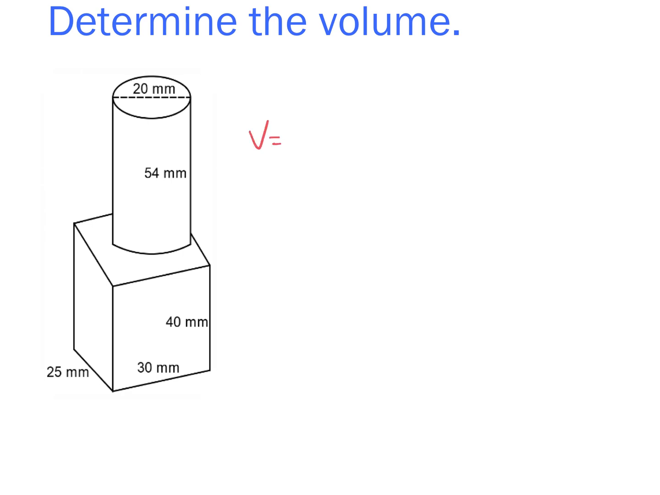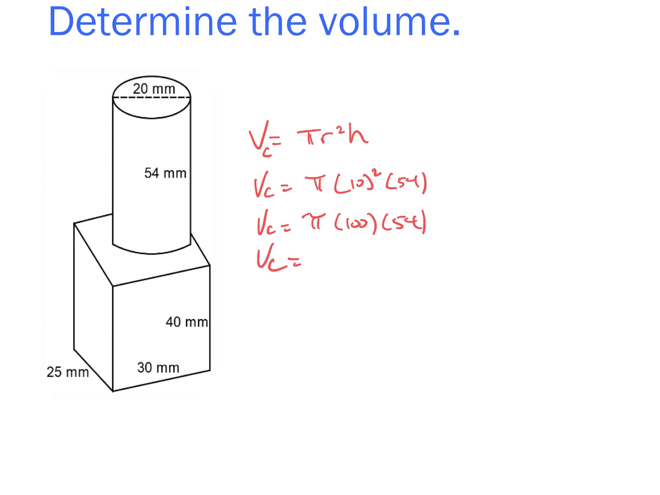Volume of a cylinder, so I'm going to put VC, is pi r squared h. Pi is pi. The radius is what? 10. Thank you. We're going to square it, multiply it by the height, which is what? 54. So when we do that, we're going to do the squaring first. So 10 squared is 100.